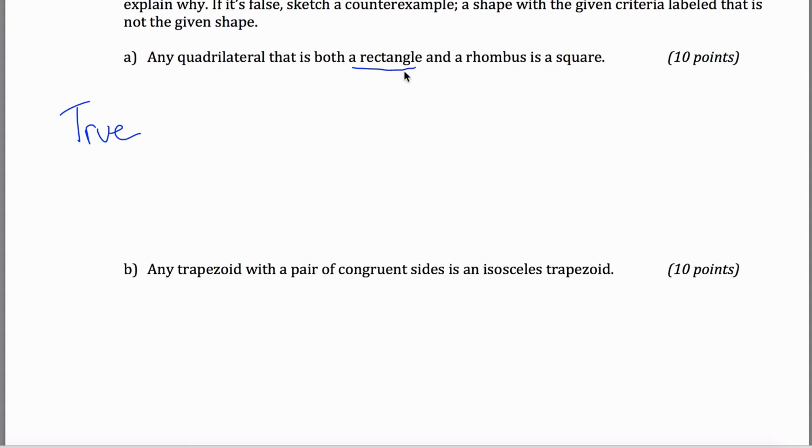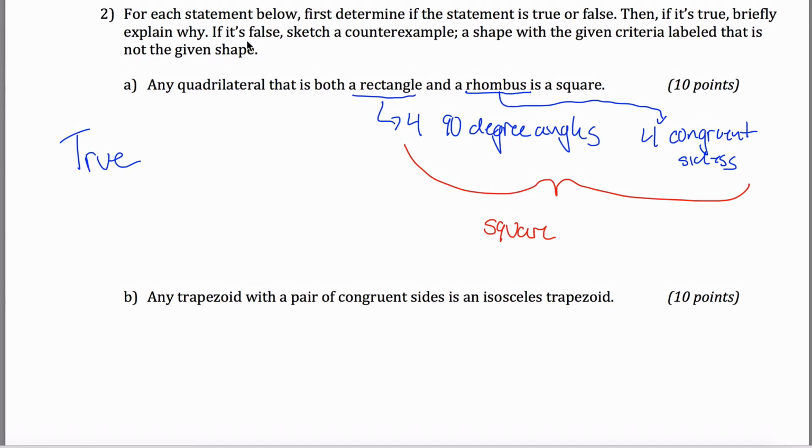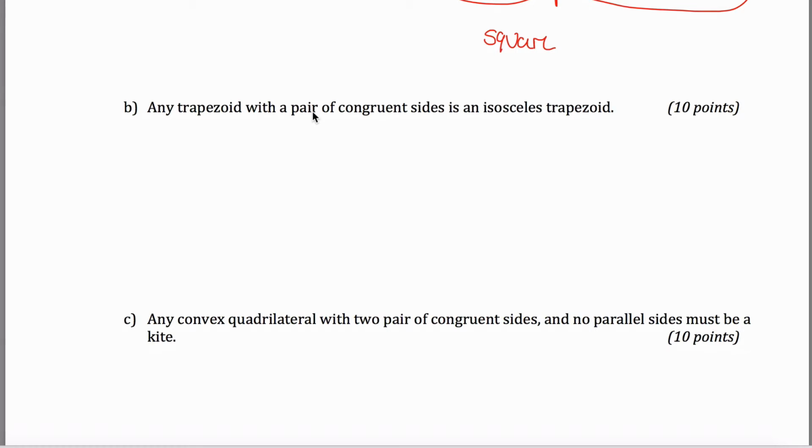The reason this is true is because if it's a rectangle, you have 4 90-degree angles. And if it's a rhombus, you have 4 congruent sides. And if you have 4 90-degree angles and 4 congruent sides, what that means is you have a square. I don't think I had to draw anything. Explain why. Good enough.